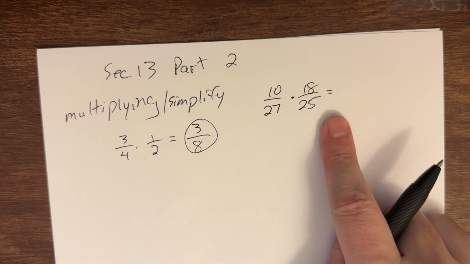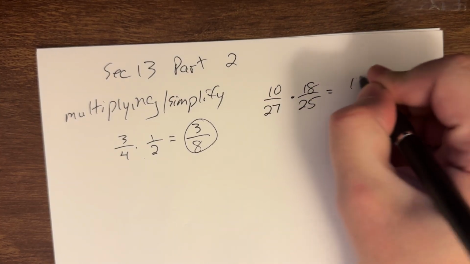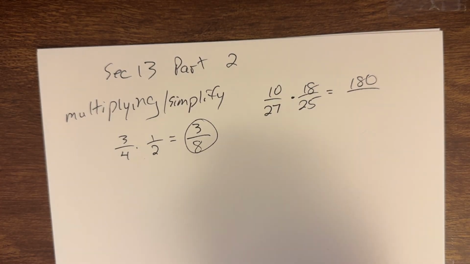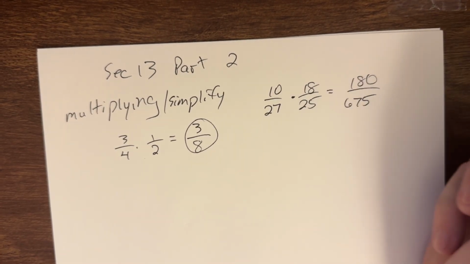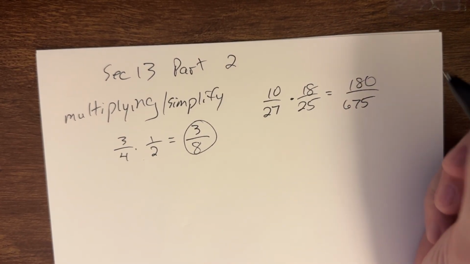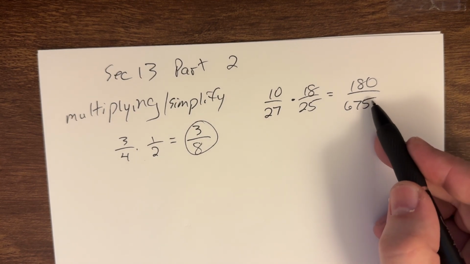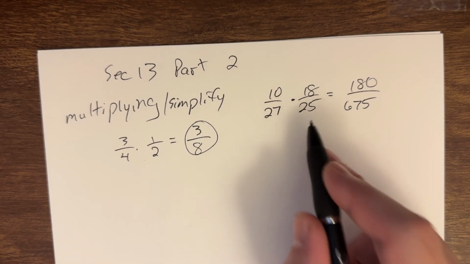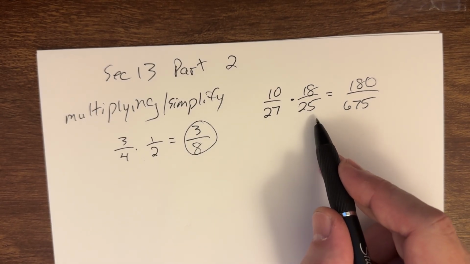But come to the second one, if I have 10 over 27 times 18 over 25, well, if I just blindly multiply 10 times 18, I get 180. 27 times 25, I will get 675. I have this monster fraction, and I'd still have a lot of work in order to simplify it. So the key is to do the simplifying first.